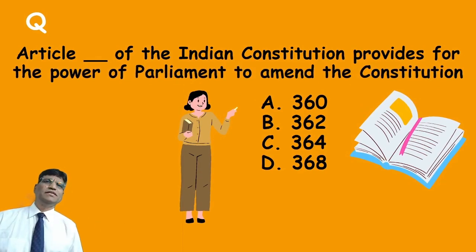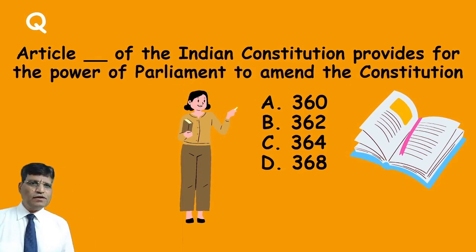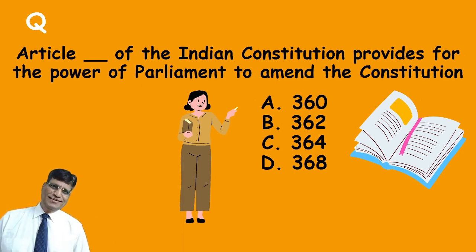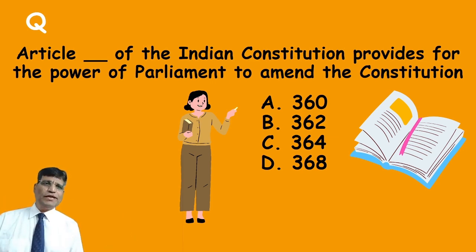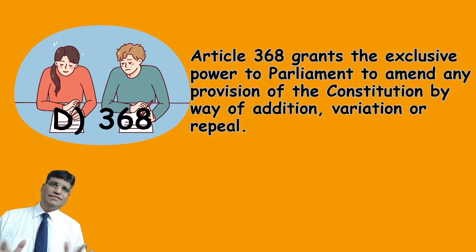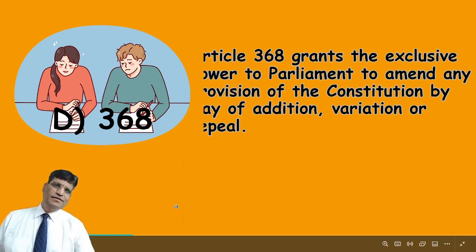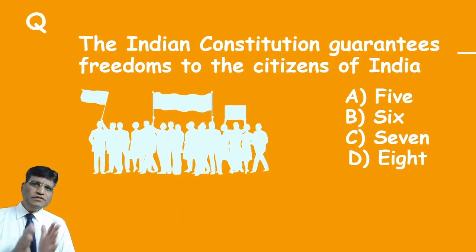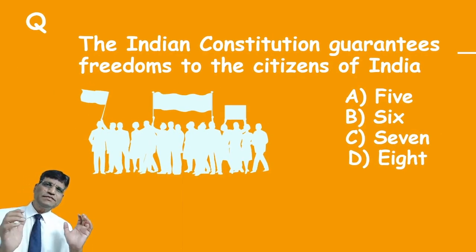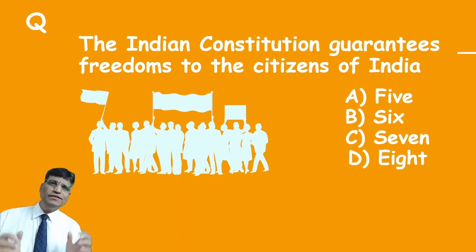Which article of the Indian Constitution provides for the power of Parliament to amend the Constitution? And the options are 360, 362, 364 and 368. The answer is 368. 368 grants the exclusive power to Parliament to amend any provision of the Constitution by way of addition, variation or repeal.